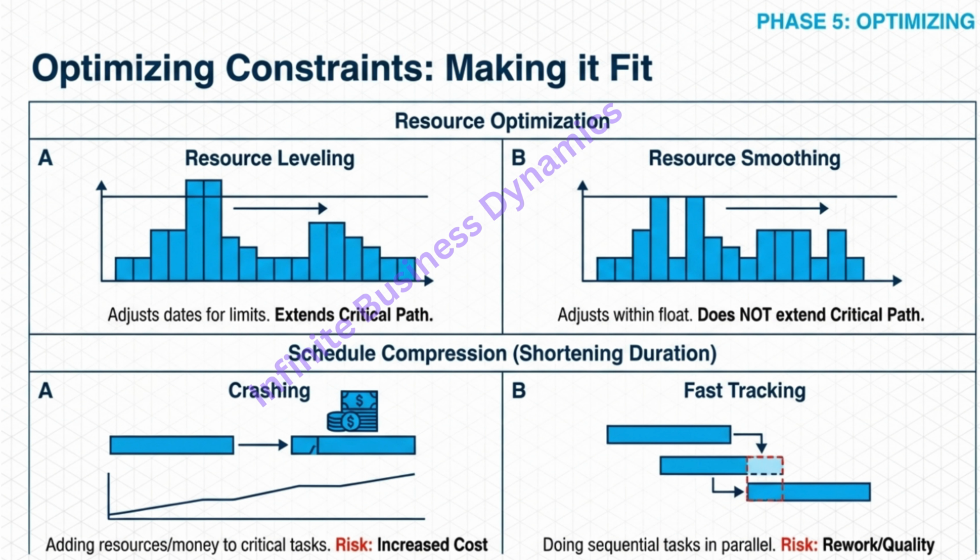Fast tracking is free in terms of dollars up front, but it carries a high risk of having to do things twice, which costs you even more in the long run. Before we move to the final phase, there's an alternative method mentioned here that seems to challenge the critical path. The critical chain method, or CCM. I love the critical chain.